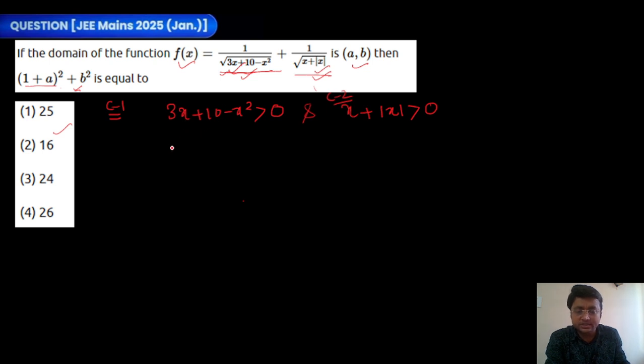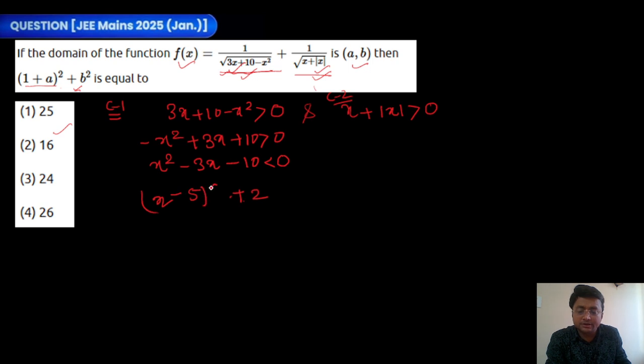So see here, minus x squared + 3x + 10 greater than 0. To remove this negative sign, you can multiply both sides by minus, so we get x squared - 3x - 10, and the sign of the inequality will change. Now you have to simplify this. So here it is minus 5 and plus 2. So you put (x - 5)(x + 2) less than 0.